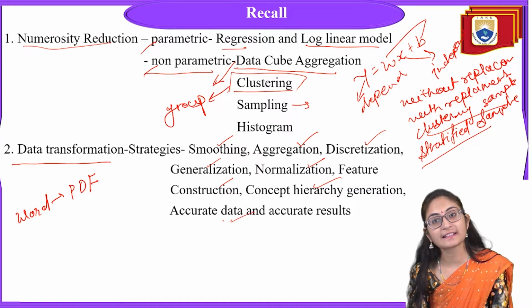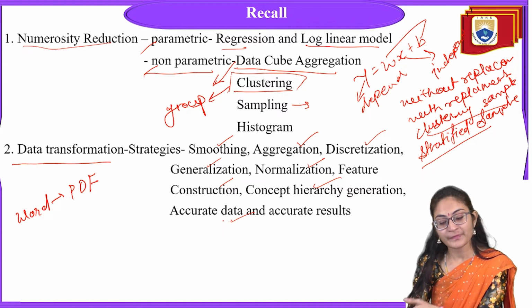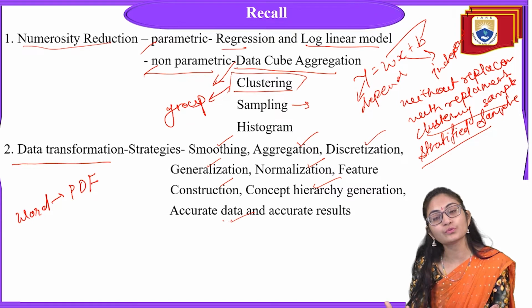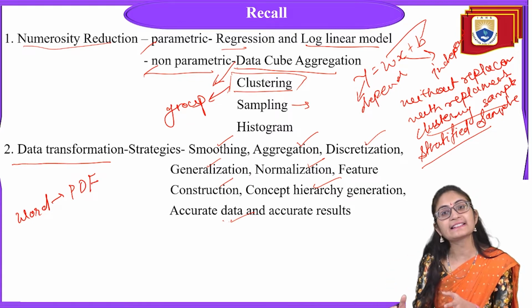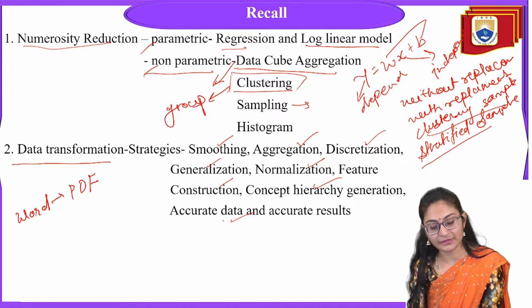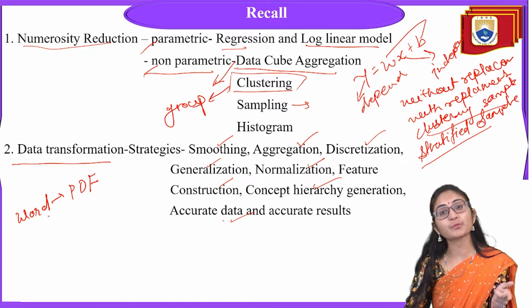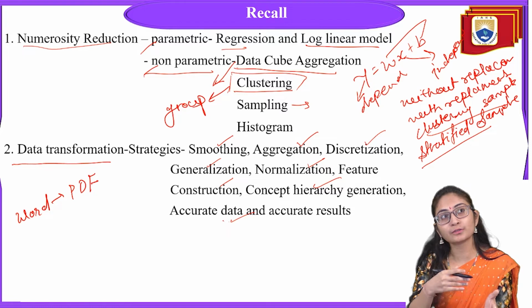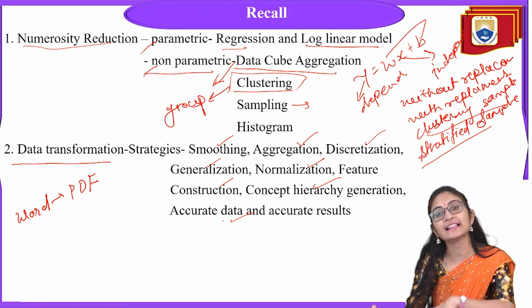Here are some strategies: smoothing, aggregation, discretization, generalization, normalization, feature construction, concept hierarchy generation, and accurate data and accurate results. In smoothing, you are removing the noisy data. Aggregation allows you to perform some operations. In discretization, you are keeping the data in the form of intervals. In generalization, you are transforming low level data into high level data.